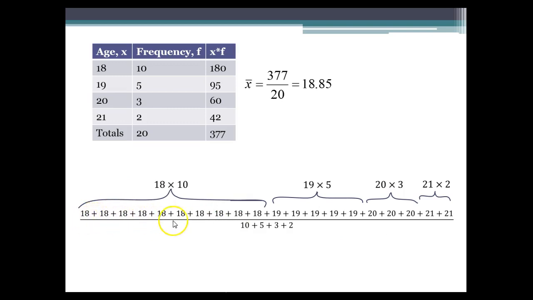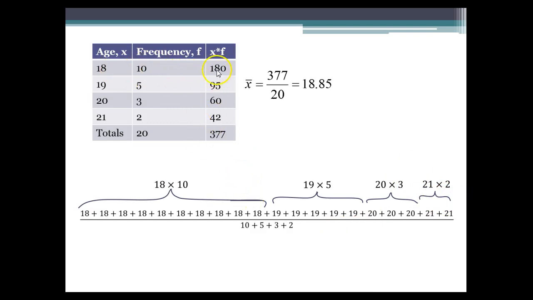So if I did that, it would be all of that added together divided by however many there are, which is 20. Well, to make it a little bit shorter, I've got 10 of these 18s. So I could write that as 18 times 10. And then to save a little bit of time here on the 19s, instead of 19 plus 19 plus 19 plus 19 plus 19, I could just write that as 19 times 5. And then the same thing here with 20 times 3 and 21 times 2.